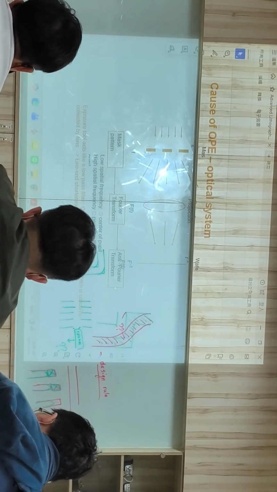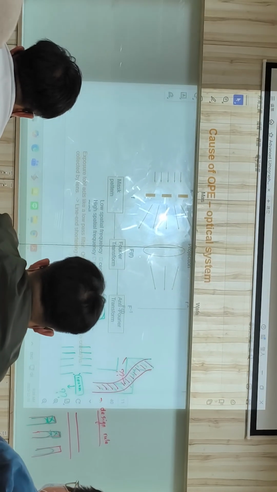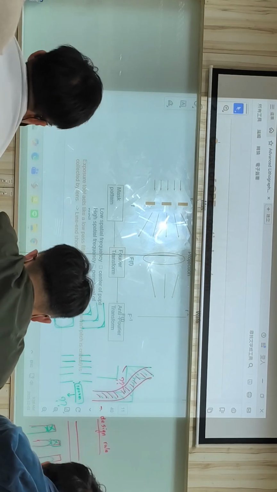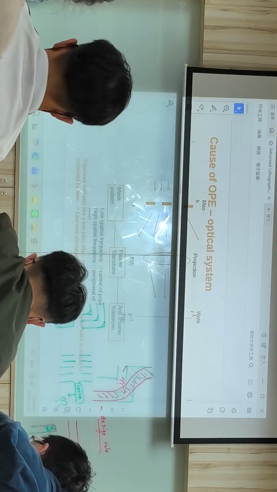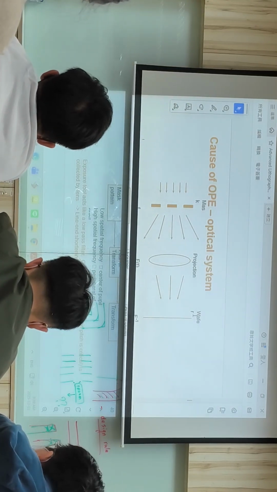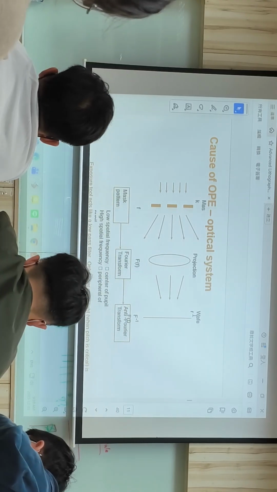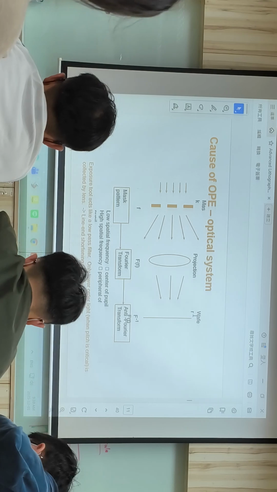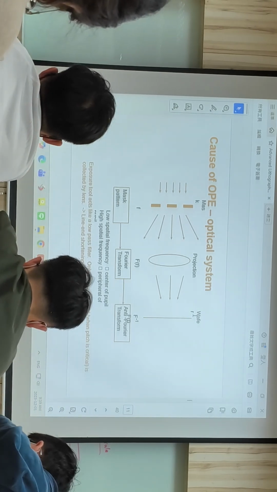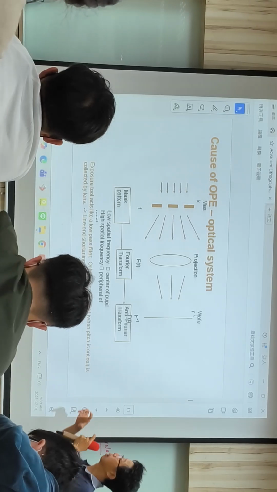And so later on we will talk about how to do some correction, some simple correction. But what's the reason for OPE? Okay, so we'll briefly talk about it. The main reason is that the projection lens is limited. It has a finite size.